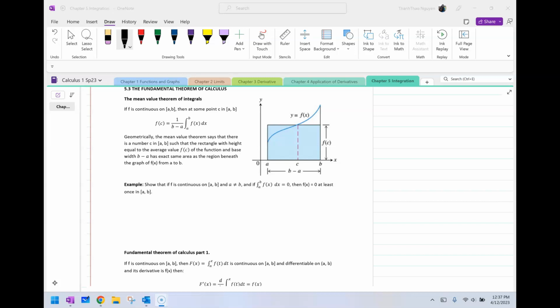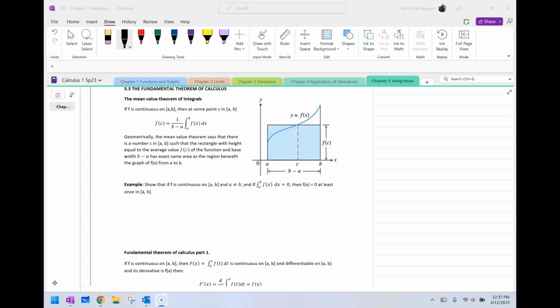Now geometrically, the mean value theorem says that there is a number c in [a, b] such that the rectangle with height equal to the average value of the function, f(c), and base width b minus a has the exact same area as the region beneath the graph of f(x) from a to b.